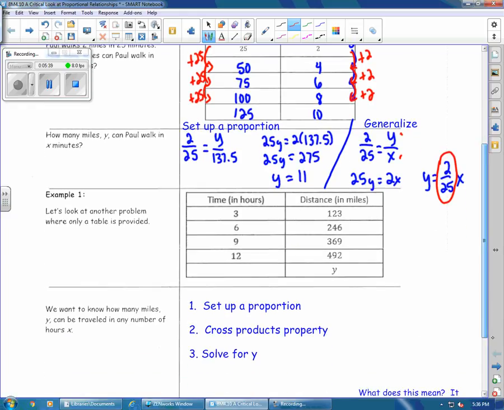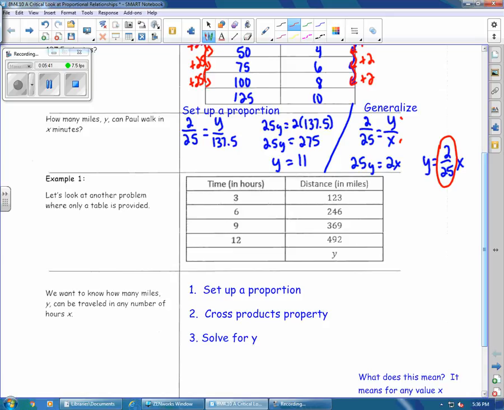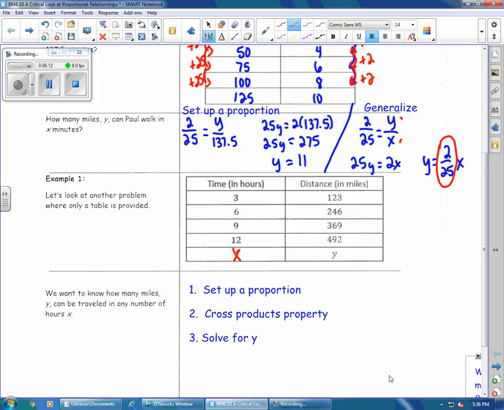Only a table is provided here. We want to know how many miles y can be traveled in any number of hours x. So let's take a look at what we've got here. And I already have the 1, 2, 3, your steps. Please write down the steps, because really, when you have the steps and each one is kind of being methodically solved, it makes sense. So again, our time is x, and our distance is y.